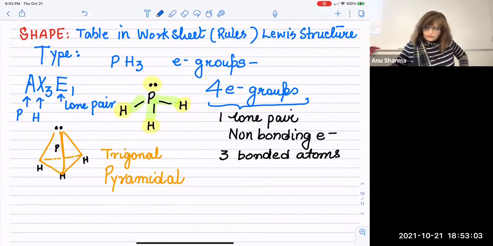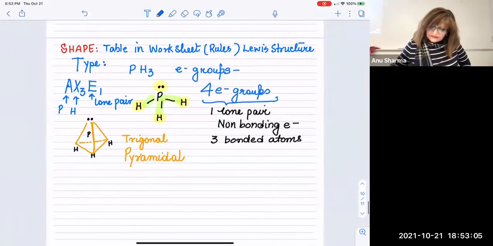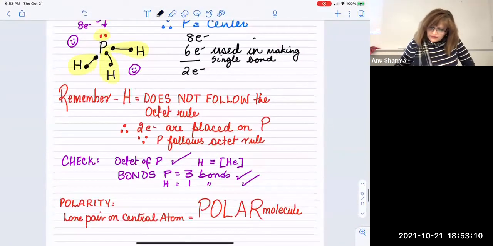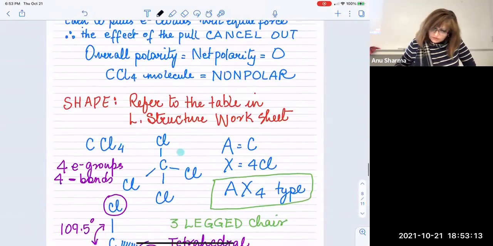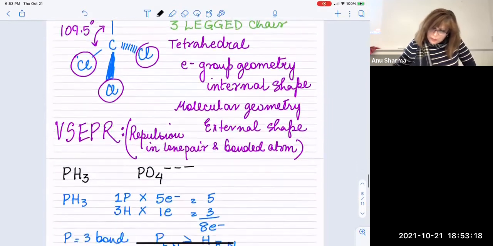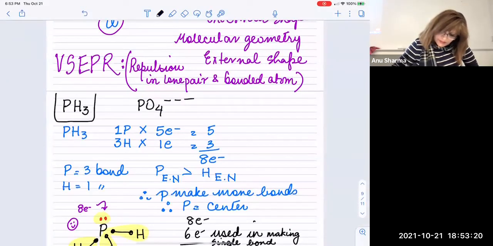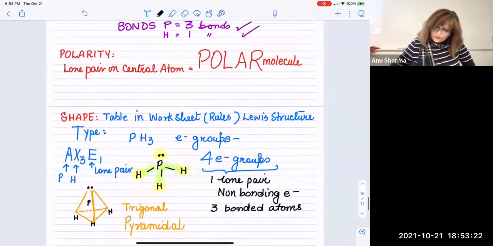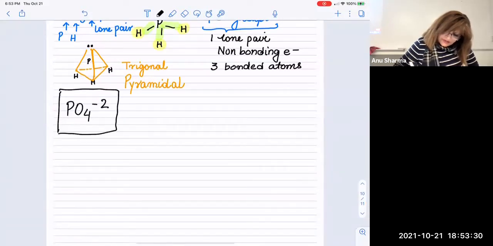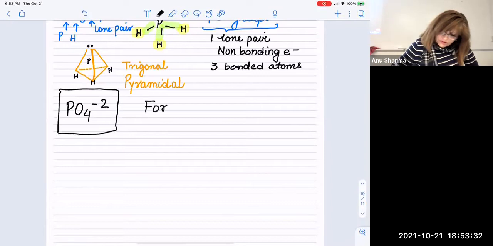And last but not the least is the phosphate ion, and that's where the resonance is going to be. So we covered quite a bit of examples here. Carbon tetrachloride. Now we are doing the PH3, and now we will do PO4 2-. Okay, let's do this. And here I'm also going to do the formal charges and resonance.